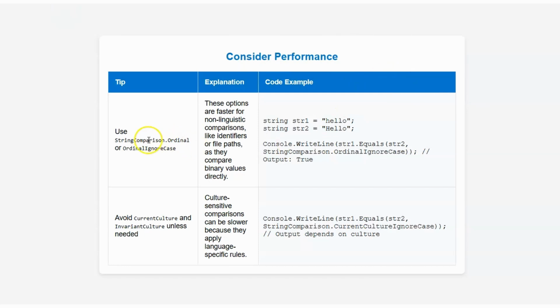You need to also consider performance. In most cases, using StringComparison.Ordinal or OrdinalIgnoreCase is the fastest option, and you should avoid using CurrentCulture and InvariantCulture unless it is needed. Pause the screen, read the text, but you need to be aware of the performance of each one of the three methods that you can use to compare strings in C#.